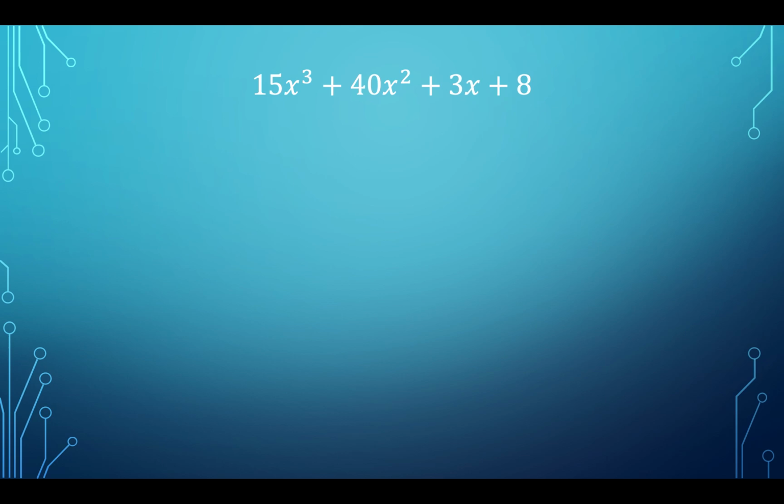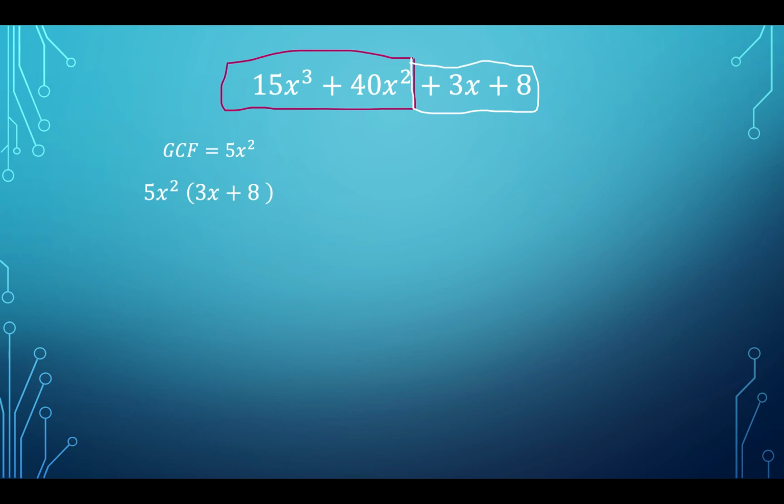So in this one, 15x to the third plus 40x squared plus 3x plus 8. We're going to break this up into two separate problems. 15x to the third plus 40x squared, and 3x plus 8. What we're going to do is find the greatest common factor between these two separate ones and then factor it. So let's try it. The greatest common factor between 15x to the third and 40x squared is 5x squared. Factored form becomes 5x squared times 3x plus 8. We're done over here with this problem. We don't need to worry about it now. We're going to move on to this side.